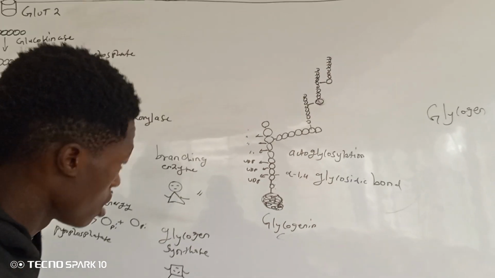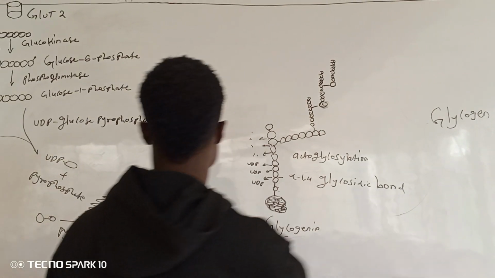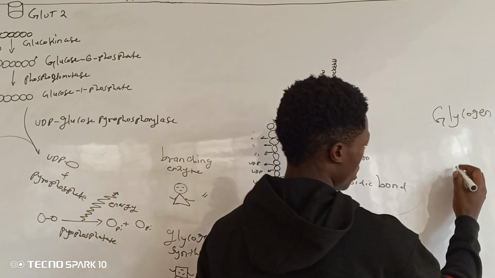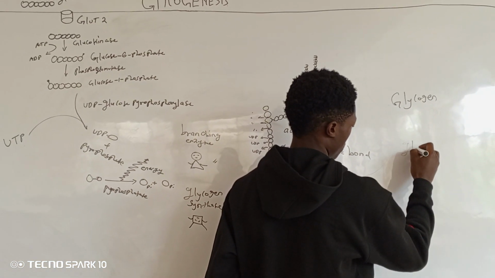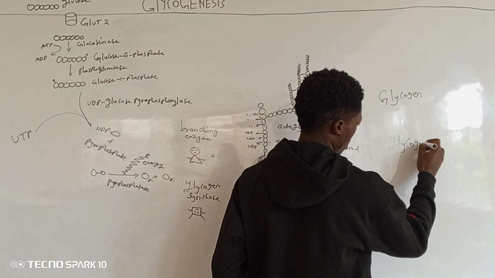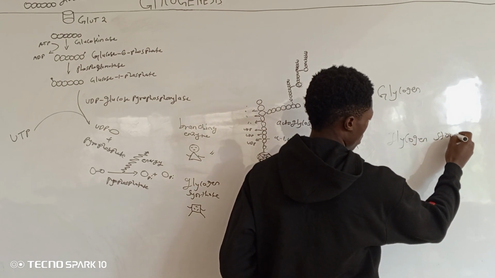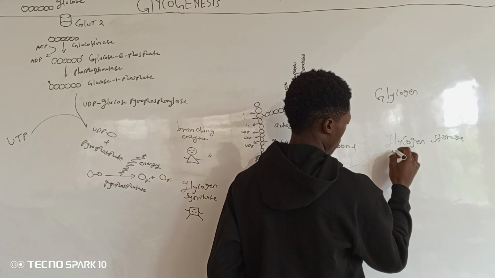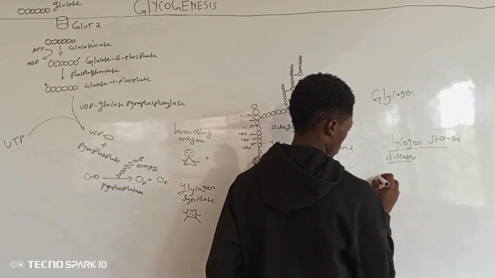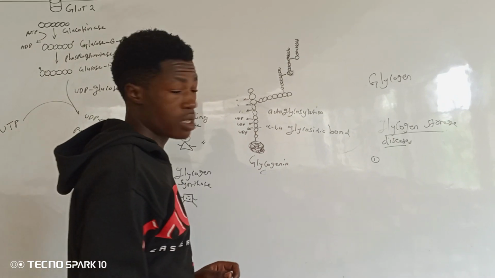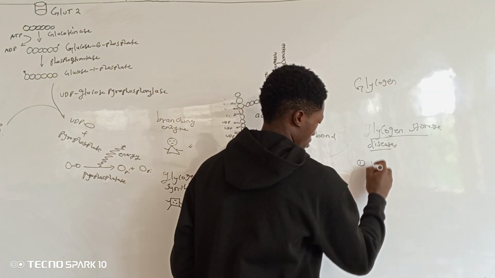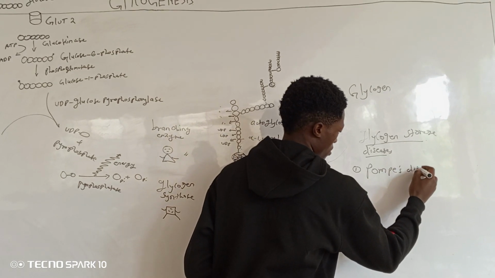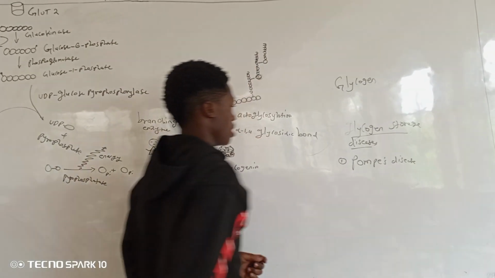So let me use this part. Now we have a glycogen disorder. That's called glycogen storage diseases. Alright. The first one is going to be called Pompe's disease.